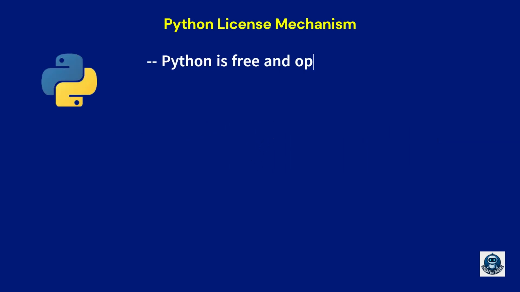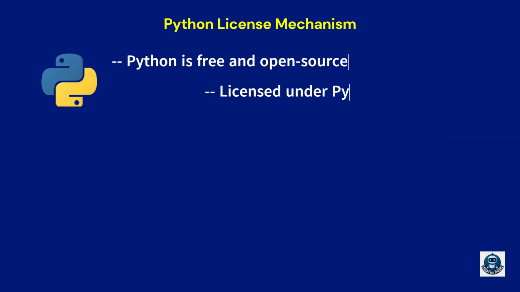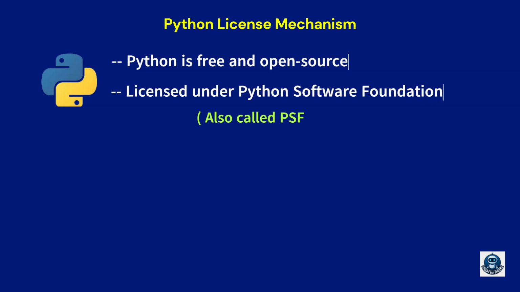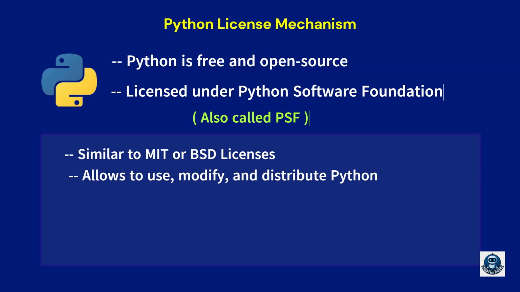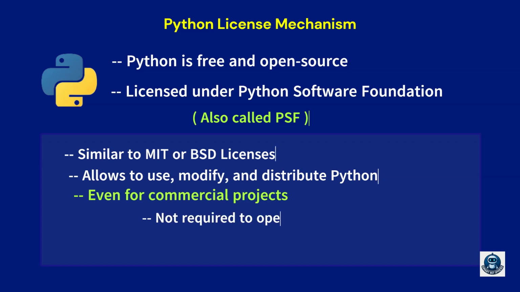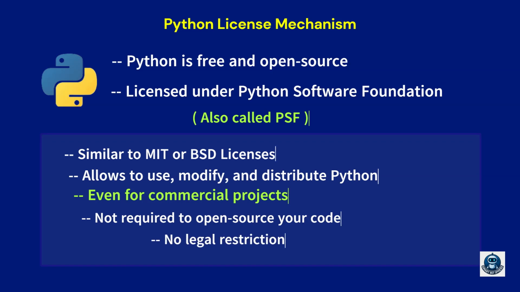Python is free and open source, thanks to the Python Software Foundation license, or PSF license. This is a highly permissive license, similar to MIT or BSD. It allows you to use, modify, and distribute Python, even for commercial projects. There's no requirement to open source your code, and no legal restrictions on redistribution.